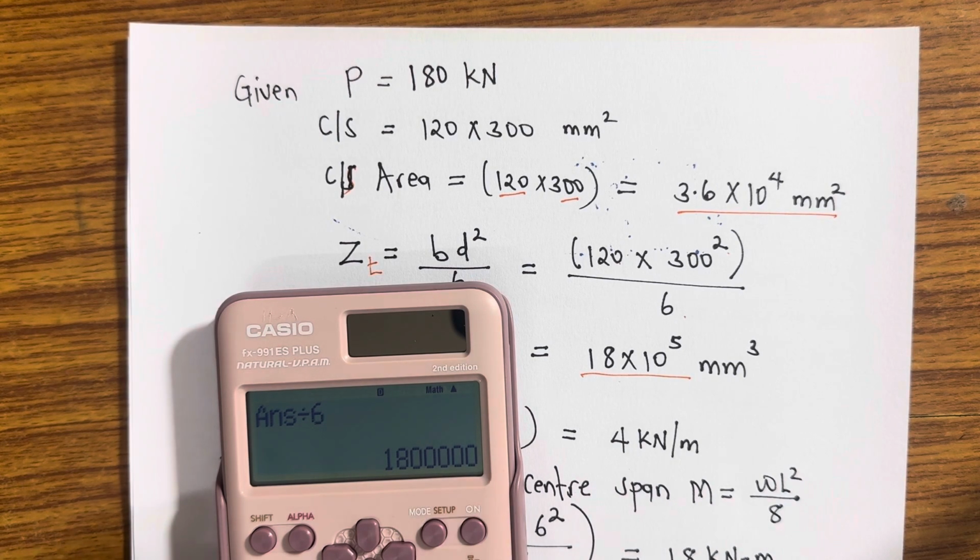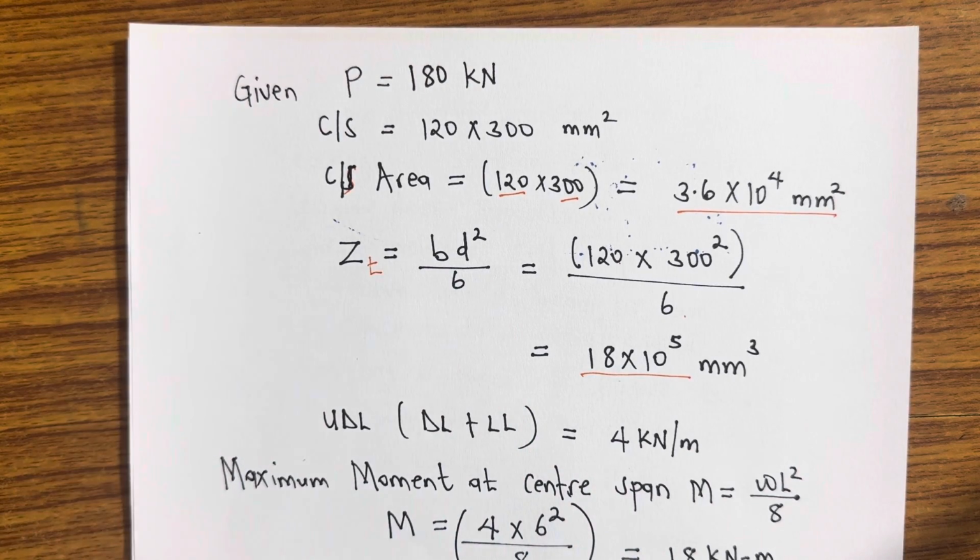1800000. So it is 18 times 10 raised to the power 5. So I believe that is understood. Well, the next is the UDL, which is given. It is a combination of dead load and live load, because they said self-weight is inclusive in the question. Okay, so that is 4 kilonewton per meter.